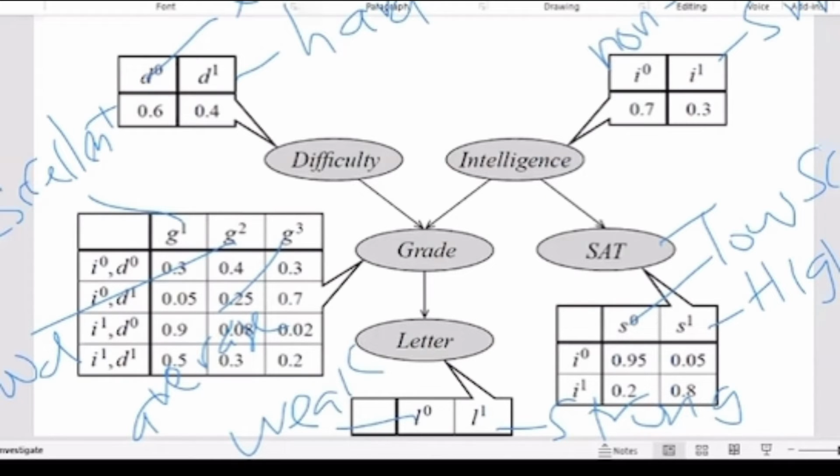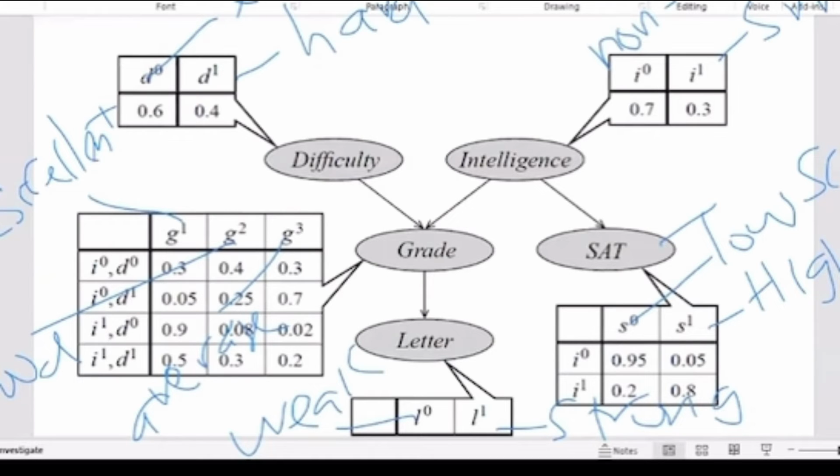Now, when I want to talk about grade, in grade we got 3 levels. If you don't forget grade, I'm going to write the grade based on difficulty and based on intelligence. Now take a look at this. How many cells do I have here? Okay, 12. Why do I have 12? 3 levels here times 2 times 2.